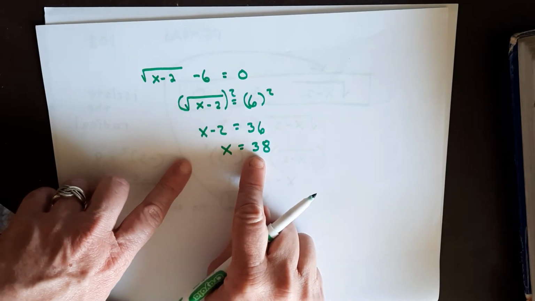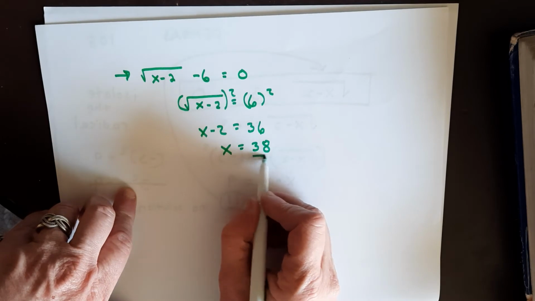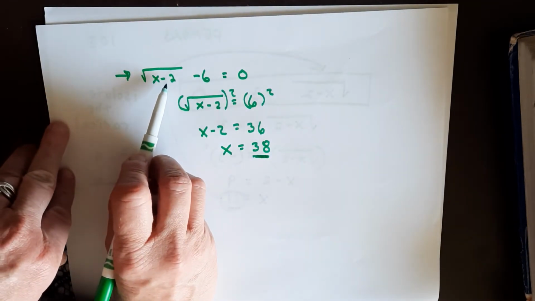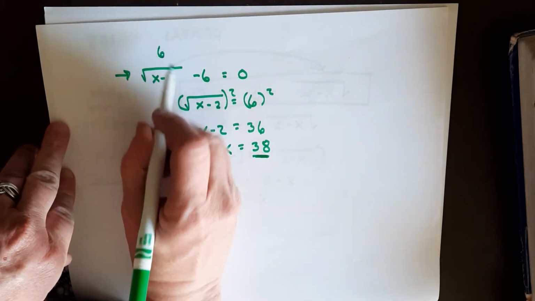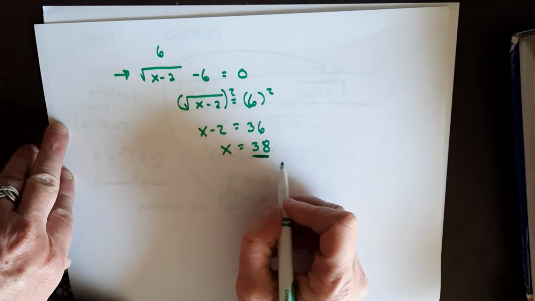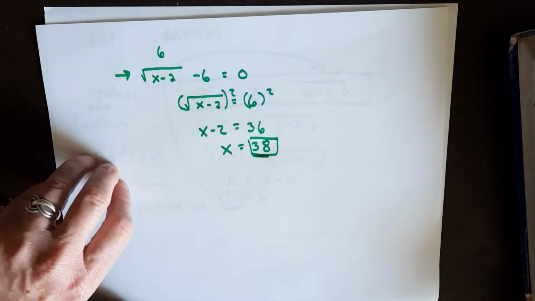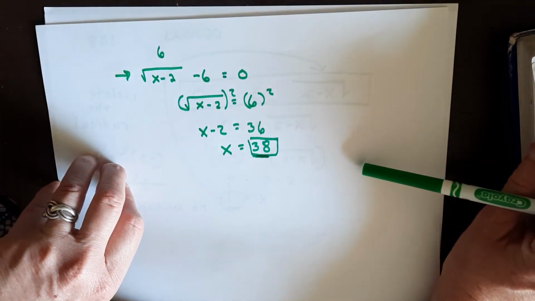If we put 38 back, remember what I told you about with these kinds of equations, you always have to put what your answer is back in this original problem. 38 minus 2 is 36, and the square root of 36 is 6. 6 minus 6 is 0, so this does work. So this tells us that 38 is the answer to this one. So let's try one more.